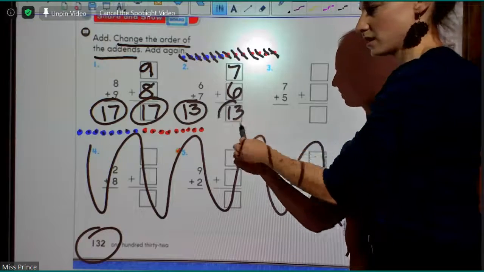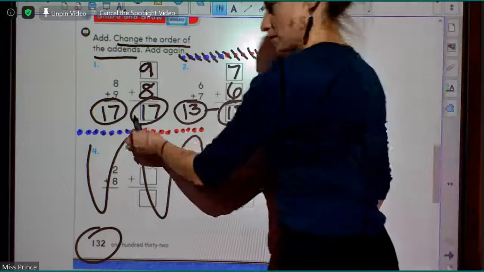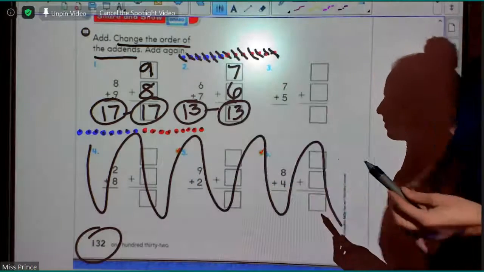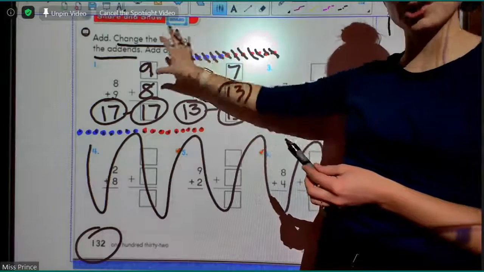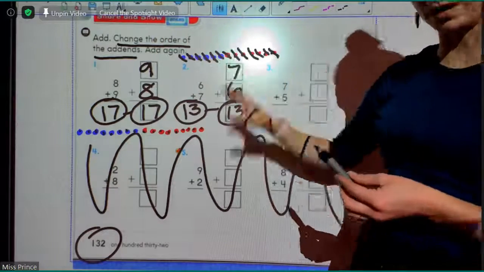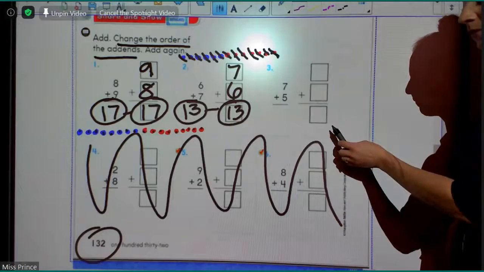13. Our answer is not going to change because all we're doing is flip-flopping them. We're not changing how many are up here. We're just changing the order that we put them in. All right, we have one more to do down here.